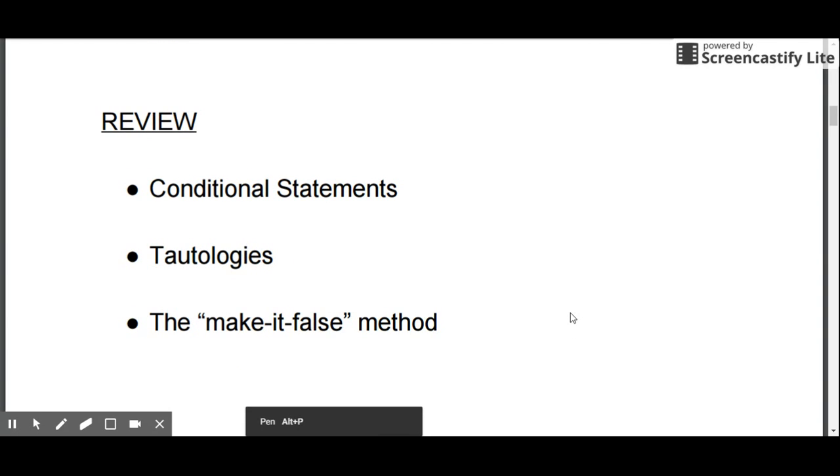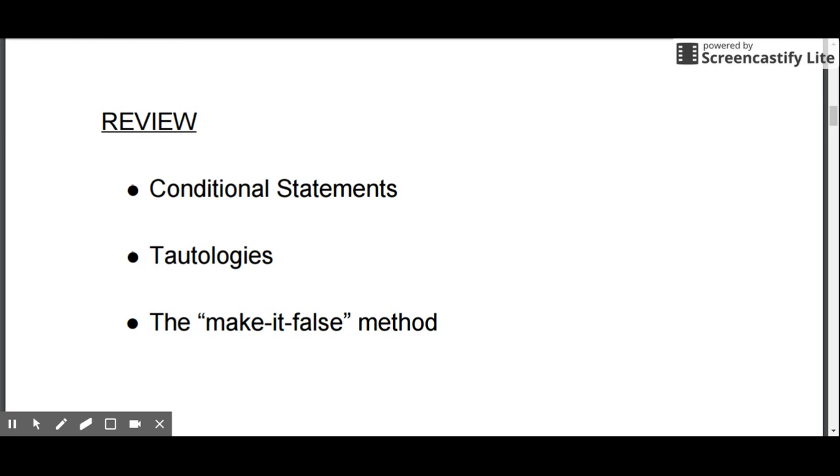There are a few concepts that need reviewing first before we move on. First of all, what are conditional statements? Conditional statements are if-then statements that begin with a premise and finish with a conclusion. Next, we need to discuss tautologies. These are statements that are always true under any situation.